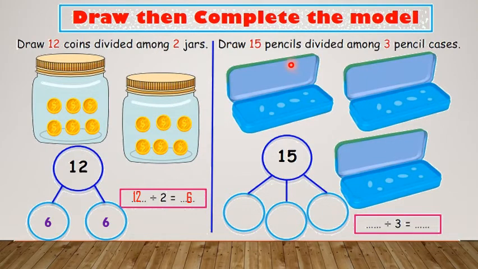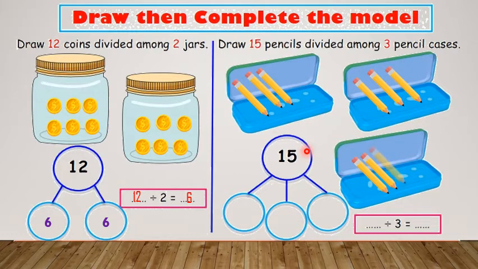The other question we have here: draw 15 pencils divided among 3 pencil cases. So I have 15 pencils and I want to put them in the 3 pencil cases. And don't forget in division, if I put a pencil here, I must put a pencil in the other one and a pencil in the other one. Each one will take the same amount, okay? So let's finish all 15 pencils. 1, 2, 3, 4, 5, 6, 7, 8, 9, 10, 11, 12, 13, 14, 15.